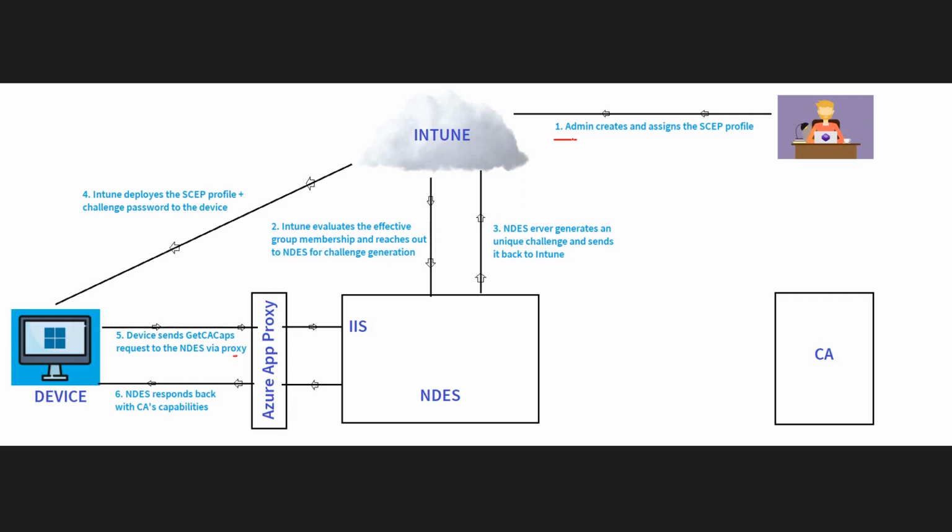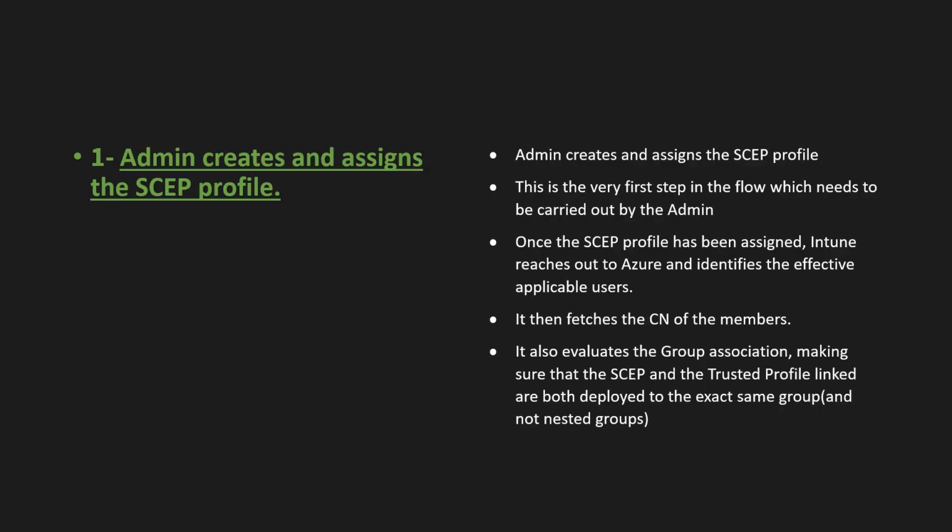Okay, so the first step marked here as step 1 is wherein the Intune admin goes to the portal and creates a SCEP profile, and he assigns it to a user group or a device group. Now let's understand what's happening behind the scenes. The admin creates and assigns a SCEP profile. This is the very first step in the flow, which has to be carried out by the admin.